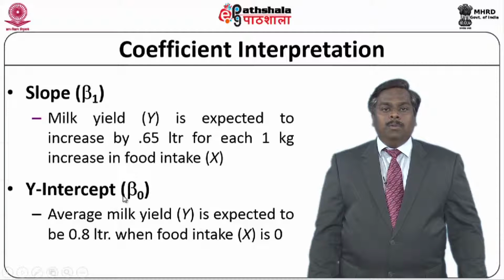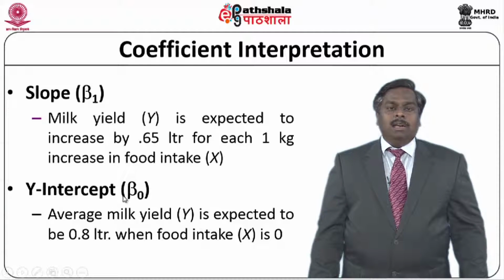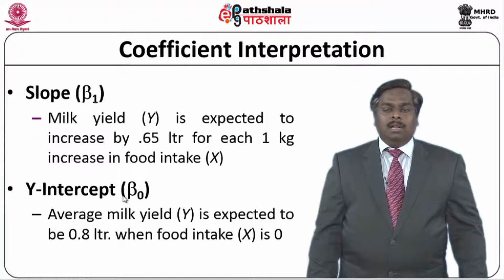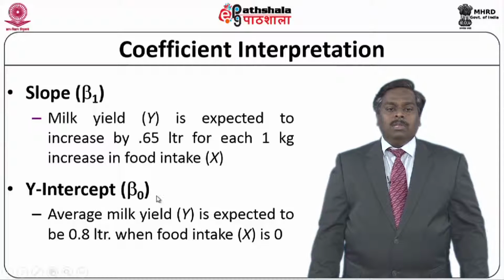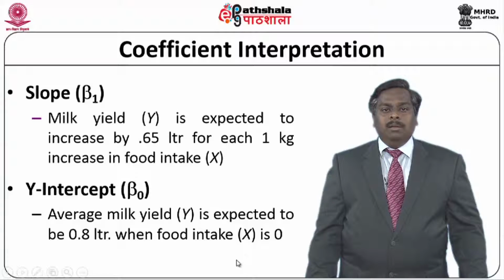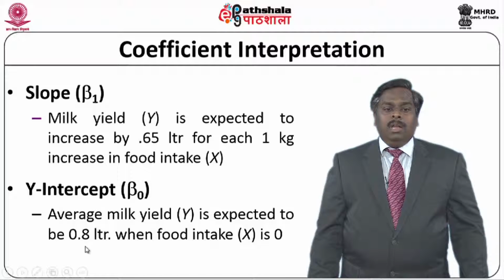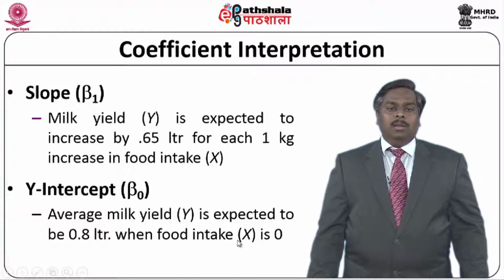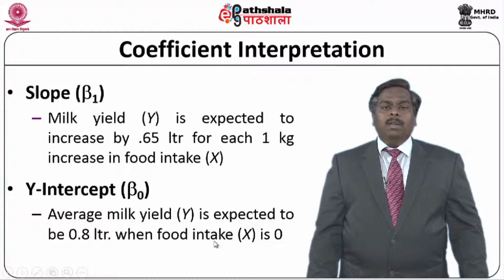Then with respect to beta naught, which is the y intercept, as I already mentioned, it is the average value in the absence of x, that is, when x is equal to 0. Suppose the food intake is 0, then what will be the average milk yield? The average milk yield will be 0.8 liters, the value of beta naught as we computed earlier, which indicates the average milk yield is expected to be 0.8 liters when there is no food intake by the cattle or the cow. This is what we can infer using the values beta 1 and beta naught.